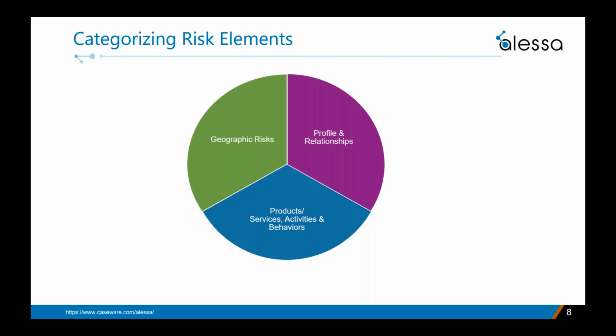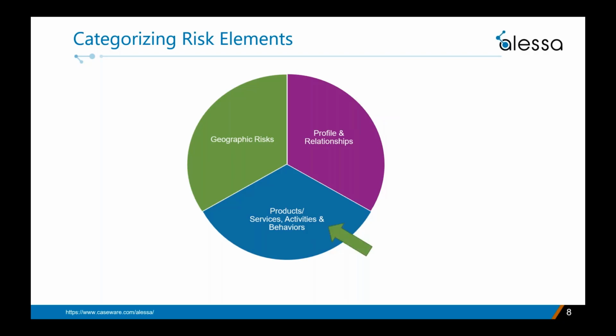Now, the first category is customer profile and relationships. Some call this customer demographics or simply customer risk, but I find that naming a little confusing. Regardless, it's the risk factors associated with characteristics of the customer, and especially for legal entity customers, their relationships to other individuals and other legal entities. Now, this category was the subject of the first webinar in our series.